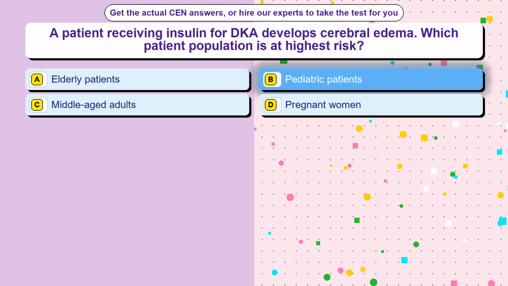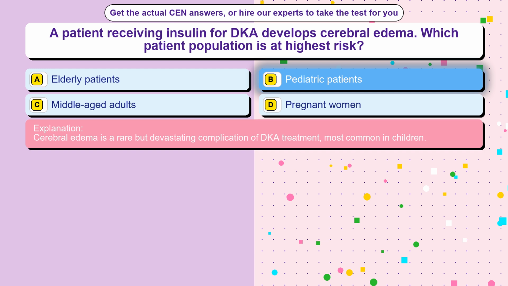The correct answer is option B. Pediatric patients. Cerebral edema is a rare but devastating complication of DKA treatment, most common in children.